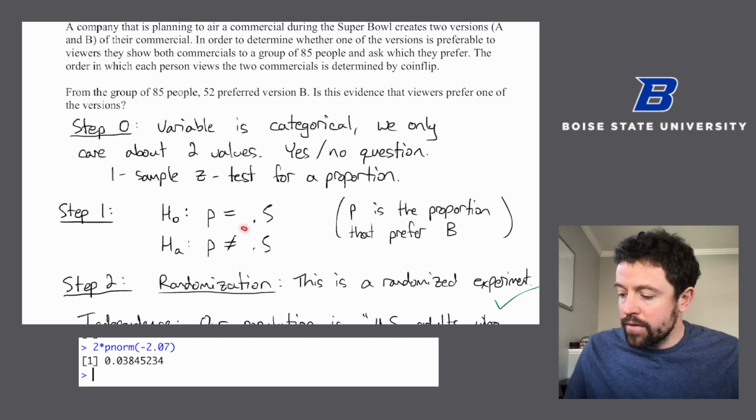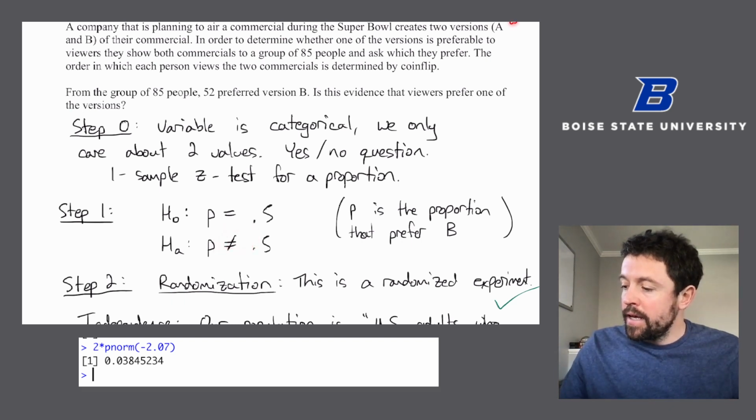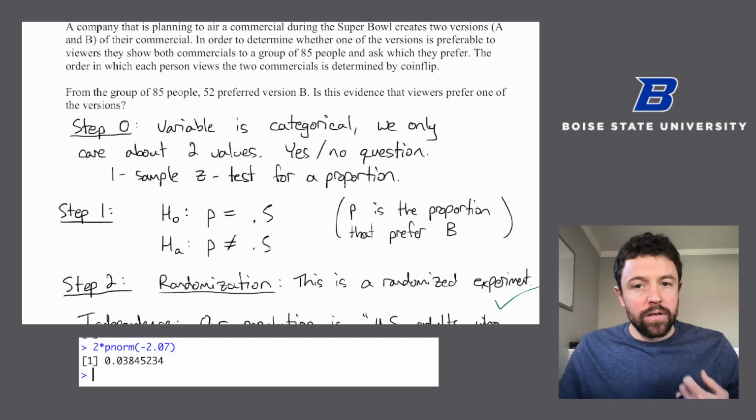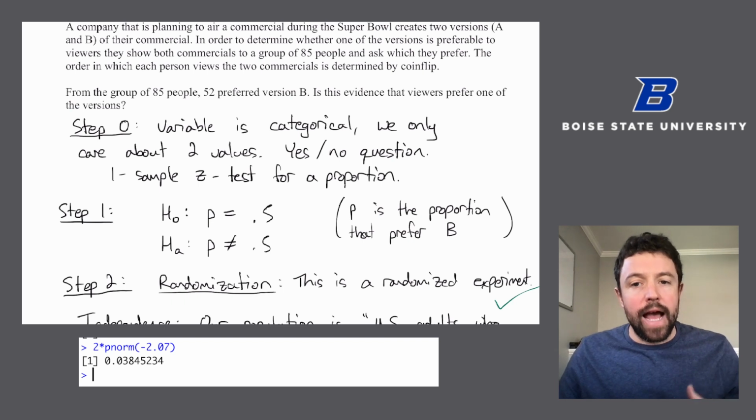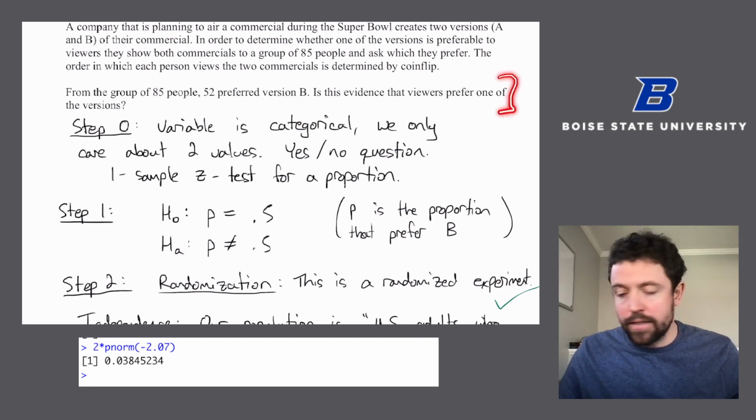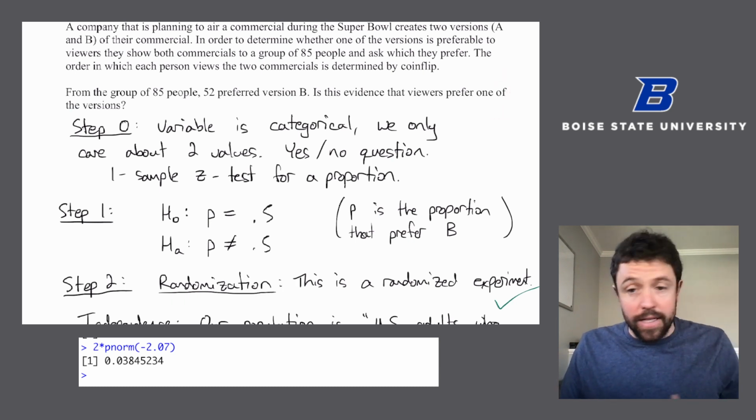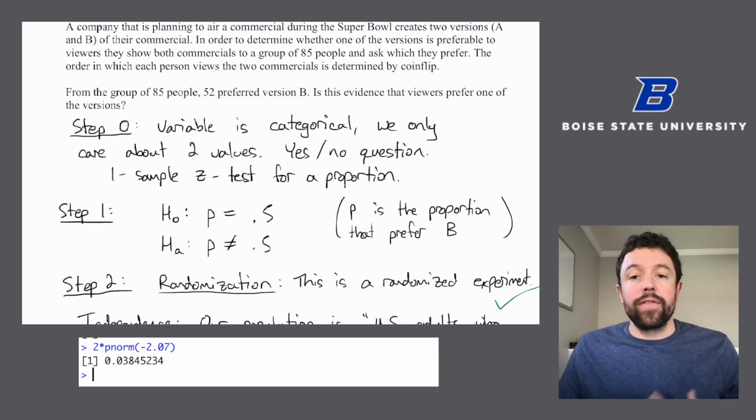And then again, our alternative was not equal to, because in our initial prompt, we were not given any indication that one was expected to be better. Our hypotheses do not rely on the actual data we collect. Doesn't matter that from the group we tested, it seems that at least in that group, version B was preferable. That doesn't affect our hypotheses.